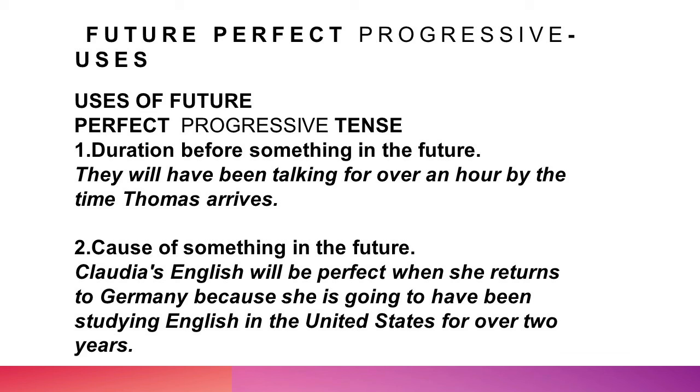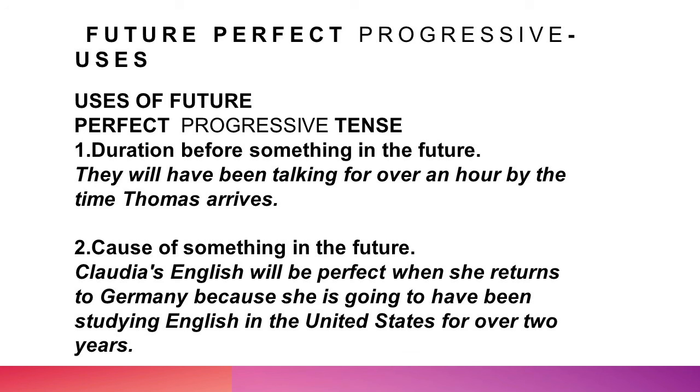Claudia's English will be perfect when she returns to Germany because she is going to have been studying English in the United States for over 2 years. This sentence can be confusing because there is more than one tense at work here. Will be perfect, will be is a simple future tense. When she returns, that can be termed as a simple present tense, and the third portion, she is going to have been studying English, that is a future perfect progressive tense.